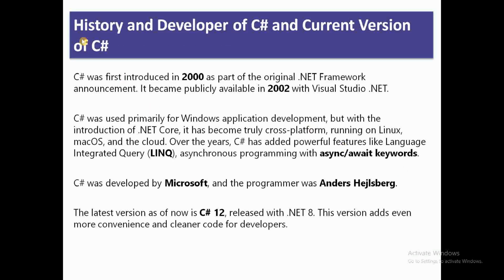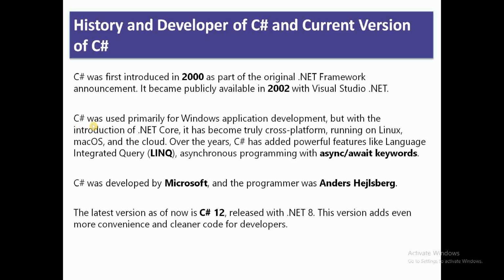Here we have the next concept, that is history and developer of C# and current version of C#. C# was first introduced in 2000 as a part of the original .NET framework announcement. It became publicly available in 2002 with Visual Studio .NET. So C# was first introduced in 2000, but it came to market or became available only in 2002 with Visual Studio, that is the IDE platform where we write our code.